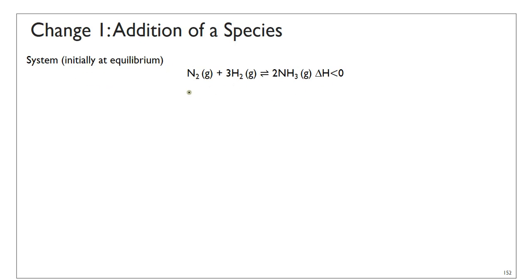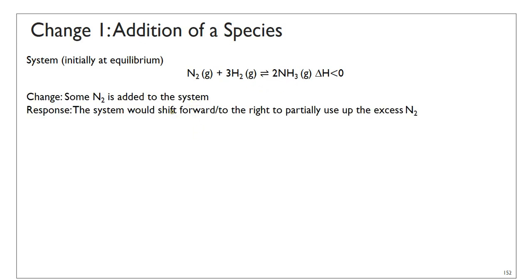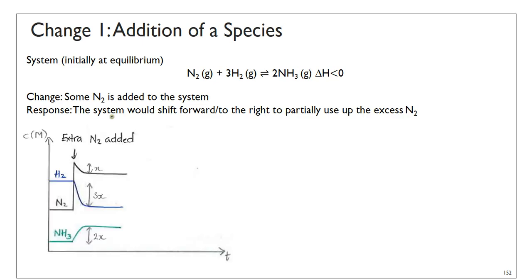So I'm still going to use the Haber process, or production of ammonia, and this is just a quick recap. Change number 1 is that you add some nitrogen to the system. So the system is going to shift forward, or to the right, to partially offset this change. And this is the concentration time graph that you should have seen. You can clearly see a sharp increase in the concentration of nitrogen only. And as the system shifts forward, the concentration of nitrogen gradually decreases, but it is still higher than the original.